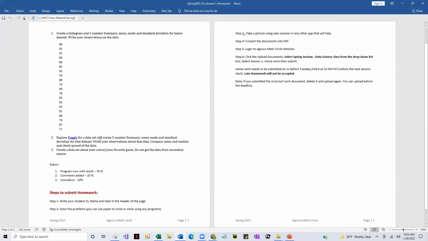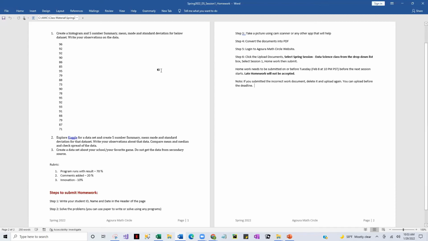So you're going to explore a data set in Kaggle and you're going to get all these details. And my third question is, I want you to create a data set. It can be about anything, your school, your eating habits, or anything. I want you to create a data set and bring the data set. Okay. So this is about the homework.